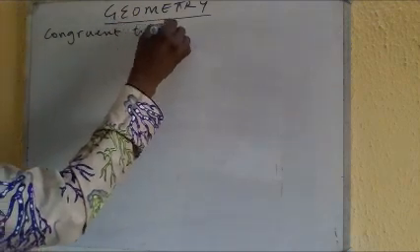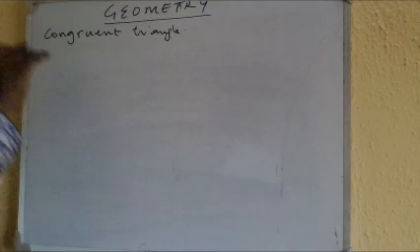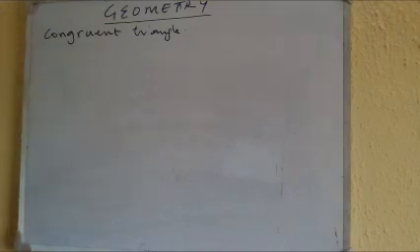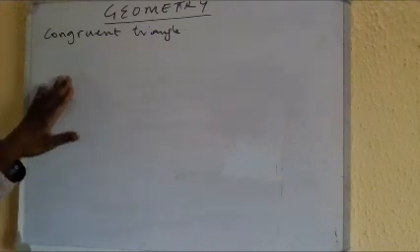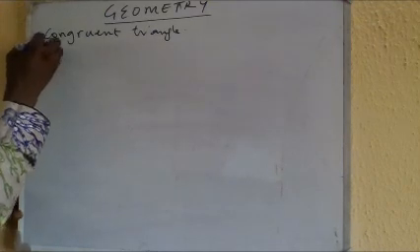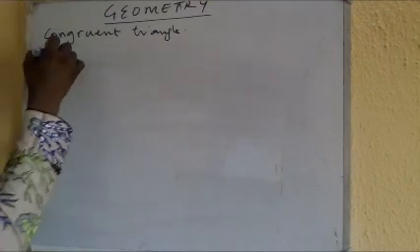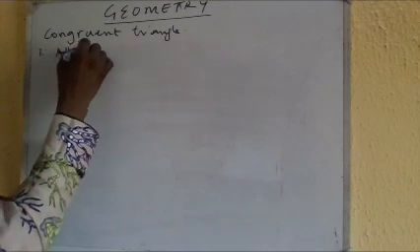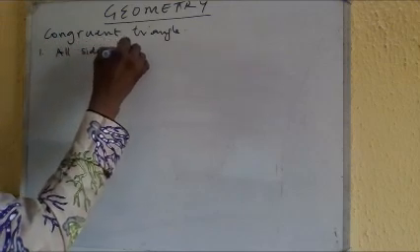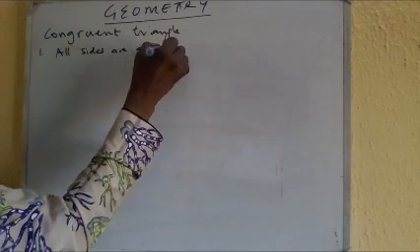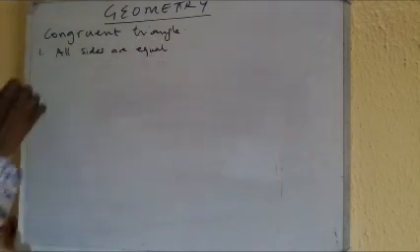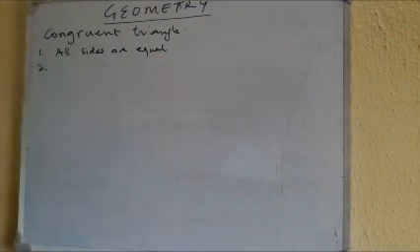There are conditions for us to test for congruency. If two triangles are to be congruent, number one, all sides are equal. Number two, for the two triangles, two sides are equal and one angle is also equal.